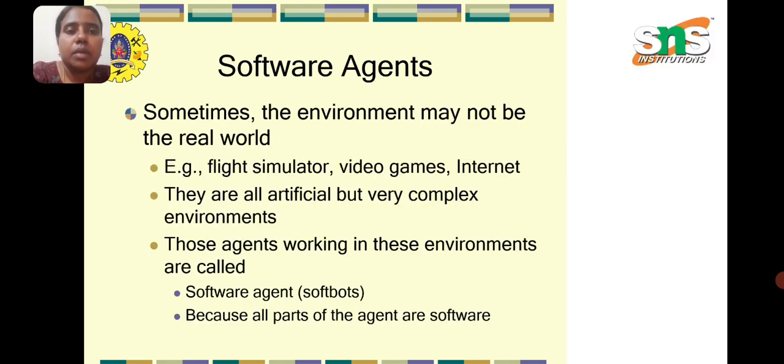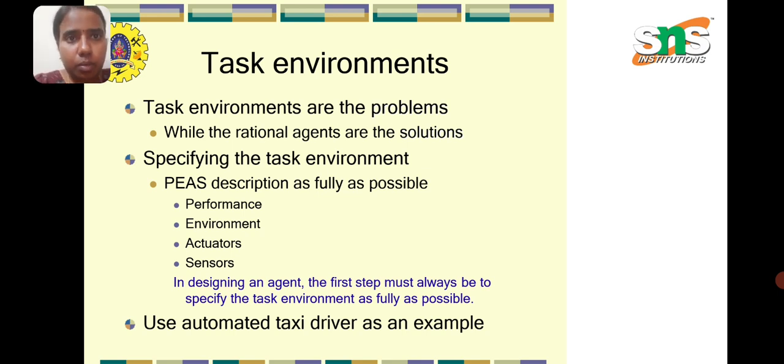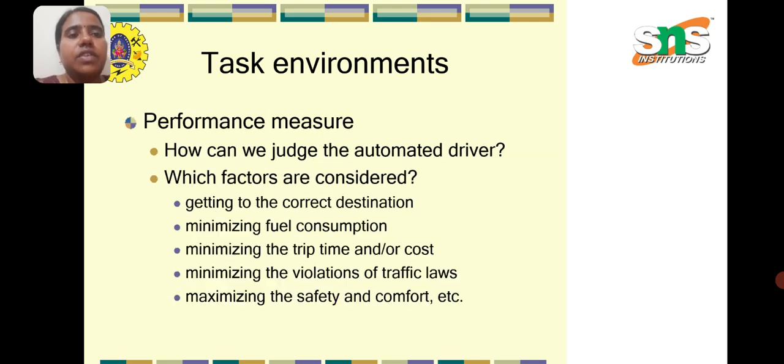Software agents. Sometimes the environment may not be the real world. Flight simulators and video games are all artificial but complex environments. The agents working in these environments are called softbots. Task environments are the problems for which rational agents are the solutions. Specifying the task environment means describing, as fully as possible, the performance measure, environment, actuators and sensors. Let's use an automated taxi driver as an example. Taxi performance measure: how can we judge the automated driver? Factors considered: getting to the correct destination, minimizing fuel consumption, minimizing trip time or cost, minimizing violations of traffic laws, maximizing safety and comfort, etc.